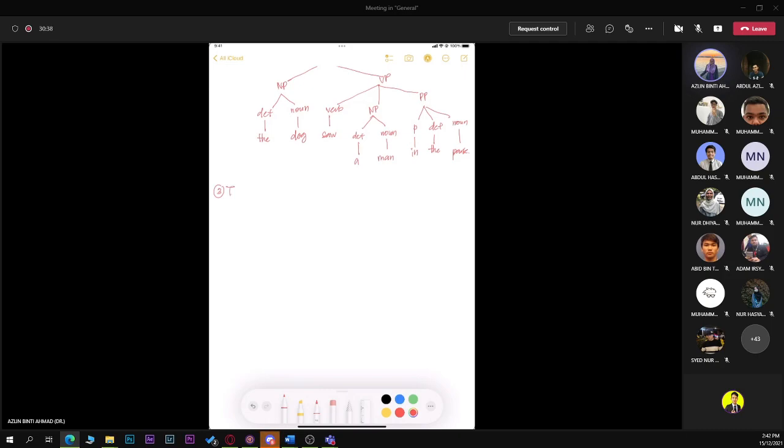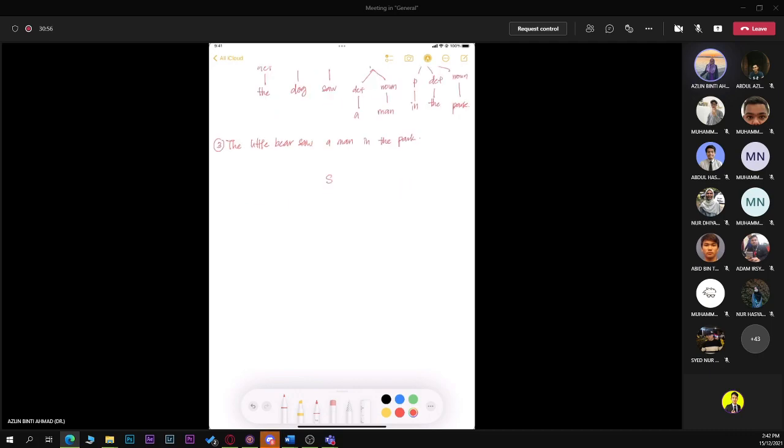The little bear saw a man in the park. Okay, so kalau dalam contoh ni, the whole thing adalah S. So kita tengok the little bear. The little bear ini adalah noun phrase and the saw a man in the park. Bila dia start dengan verb, dia akan jadi verb phrase. Okay, so this is NP, this is VP.